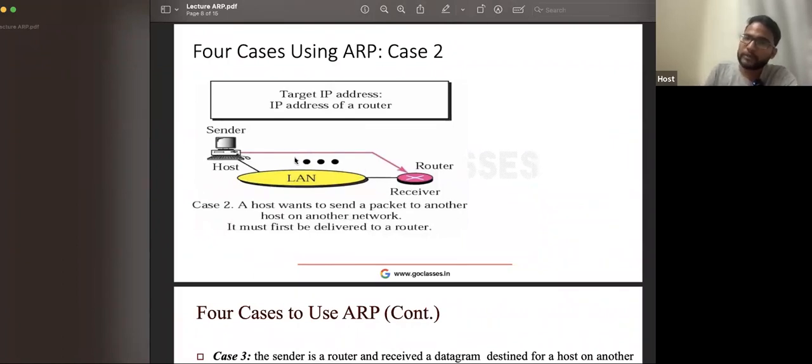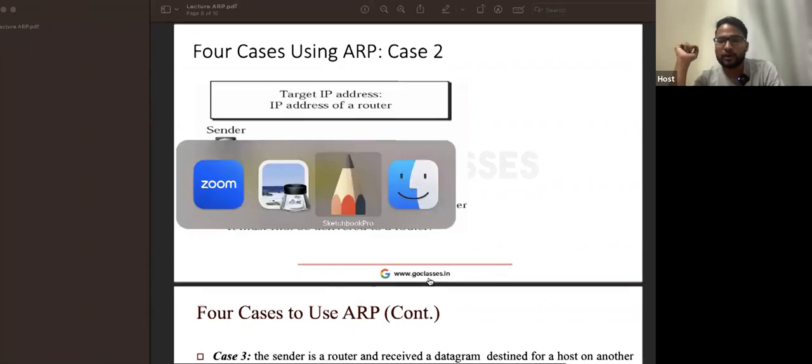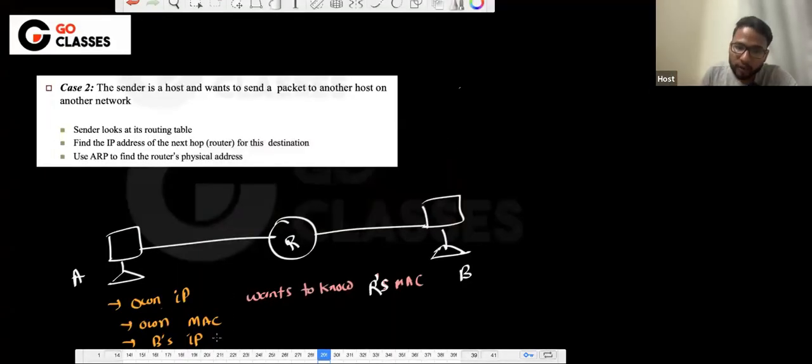So the target IP address will be the IP address of the router. That's what it will put in the target IP address. The host wants to send the packet to another host in another network, so it must first be delivered to the router. So it will broadcast its query, and this router will reply, with the target IP address being the IP address of this router. It will not put the IP address of B. So B's IP address is not used in ARP.